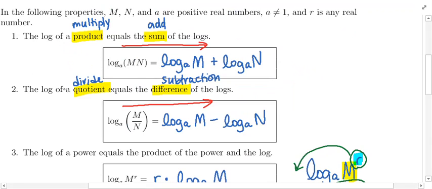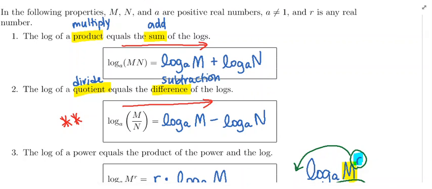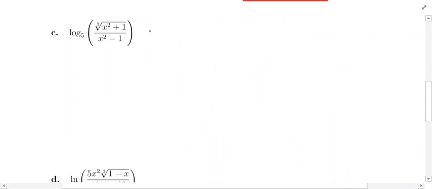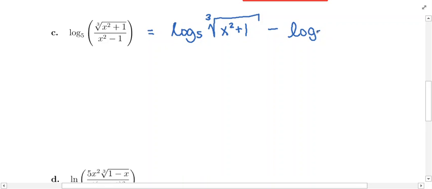Okay, so to start this off, it's the logarithm of a fraction. So division will turn into subtraction. Okay, so this is going to be log base 5 of the top minus log base 5 of the bottom.